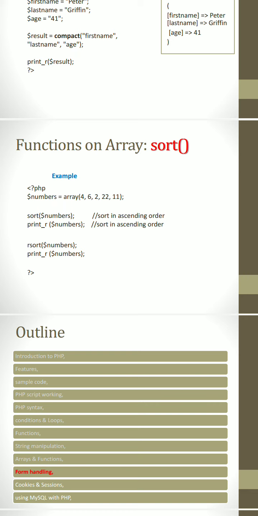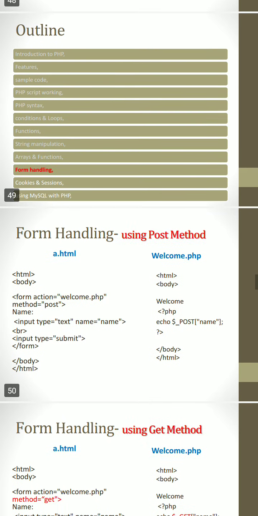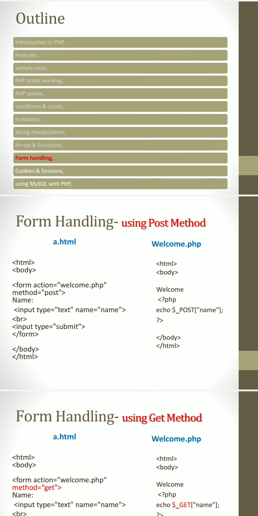Okay, next we have written rsort. It means this function will sort the array in descending order. So rsort in bracket $numbers and print_r in bracket $numbers. So what will be the output? 22, 11, 6, 4, 2. So here we end the topic of arrays. Okay, in the next lecture, or in the next video, we will see form handling.